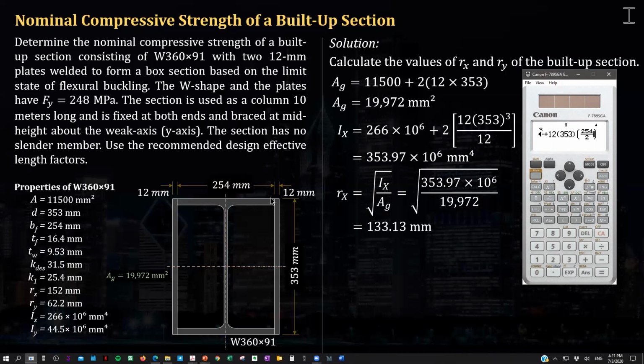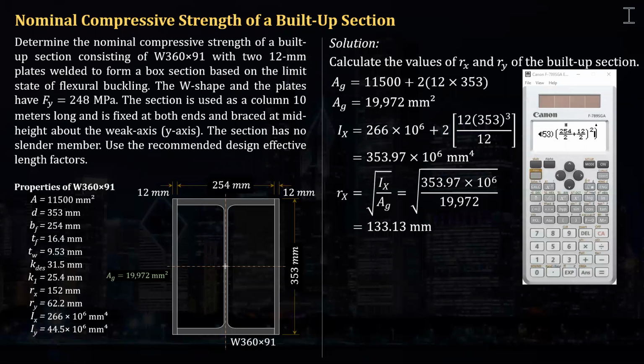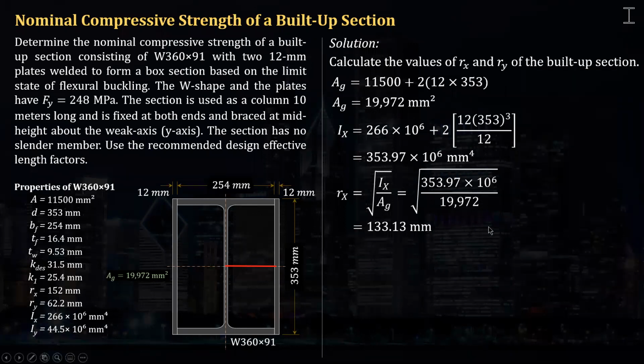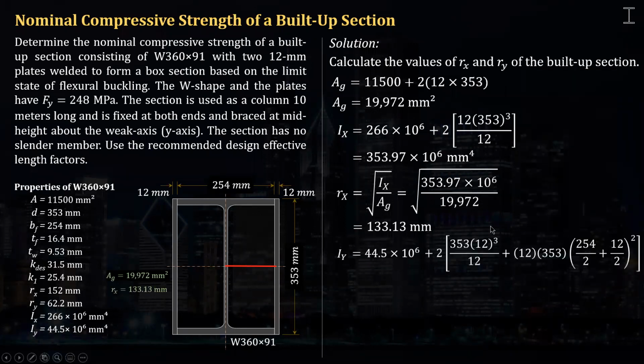Okay, so that is this, plus the half of this, 12 over 2. Okay, and this is square. So it's like this, right? We are solving for this distance to the centroid here. So that is half of 254 and half of 12. So that is equal to this. And pressing enter, that is 194.46. That is in millimeter to the fourth.